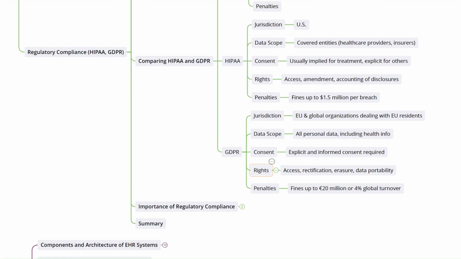Rights, these include access, rectification, erasure, and data portability. Penalties, fines up to 20 million euros or 4% global turnover.